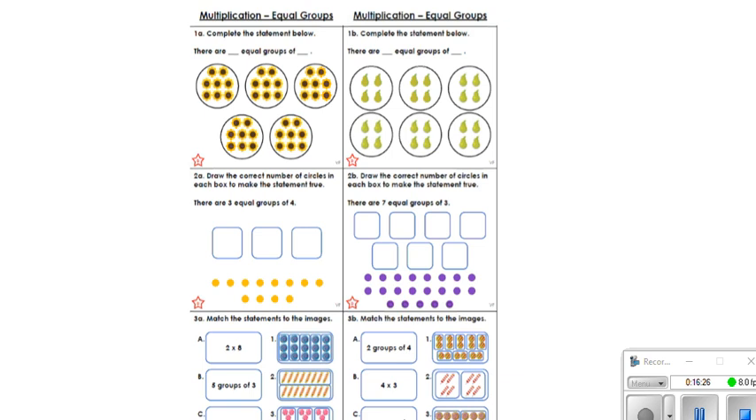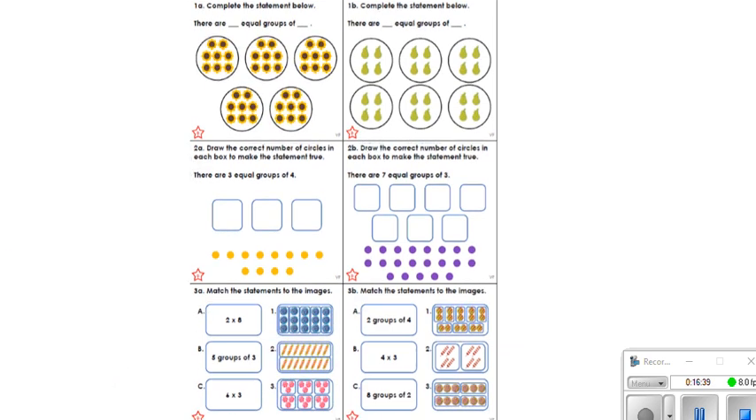And here are some more questions for you to practice today. Complete the statement below. There are how many equal groups of how many? And if you work your way through that, brilliant. Okay, and if you want to pause the video while you complete those questions, that's perfect. And then we're going to move on.